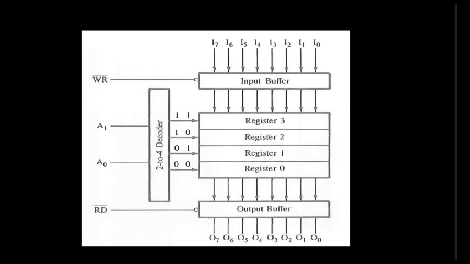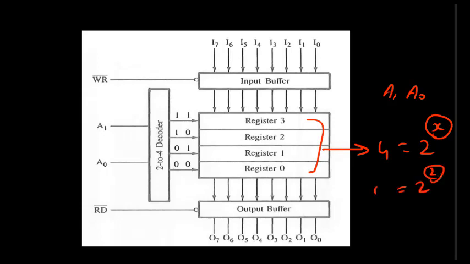Now here we can see A0 and A1. These are the address lines. Because we have 4 registers, we need 2 raised to x, where x is the number of address lines. 2 raised to 2 is 4. So because the number of registers is 4, we need 2 address lines. So the number of address lines required in this case is 2.